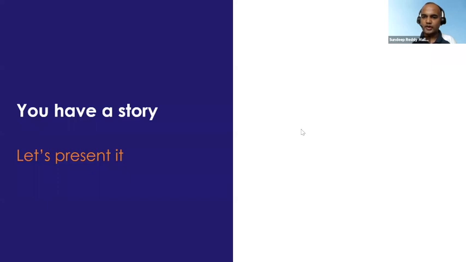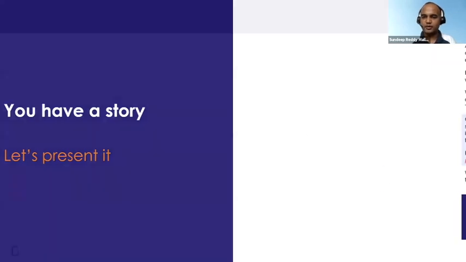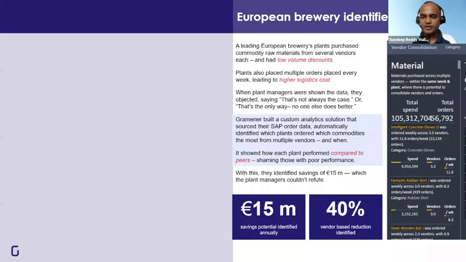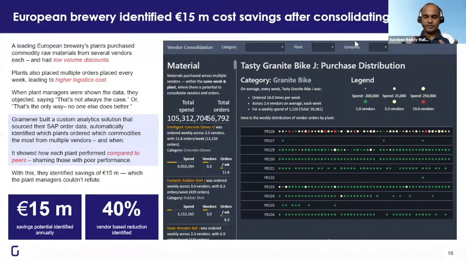Now let's look at what is that story pattern that we have to take. For the three examples that we talked about, this is what we have presented. Some of the information is anonymized for practical reasons. So what you can take away is, if you look at the subject line, European brewery identifies 15 million cost saving after consolidation of vendors. That's the clear title takeaway. This is what we have accomplished. You are starting with a clear message for the audience.